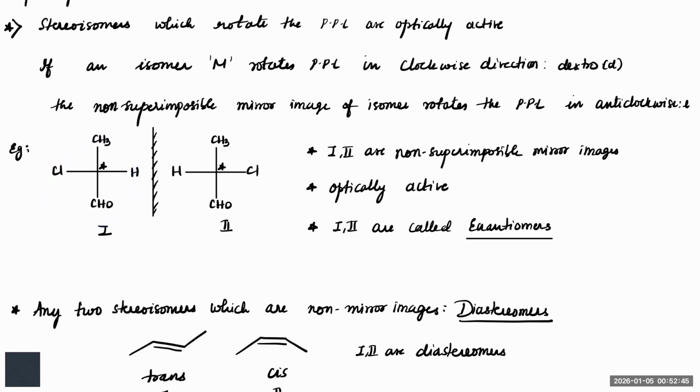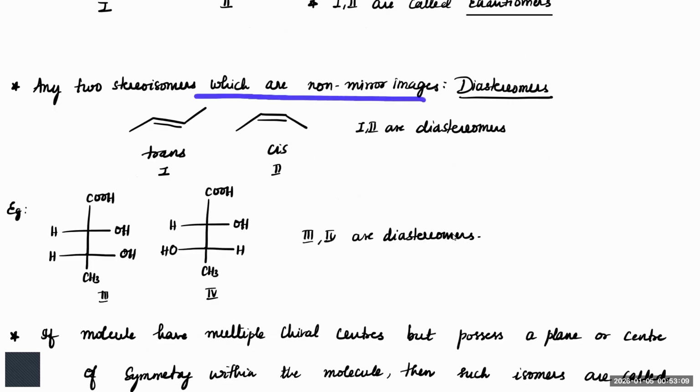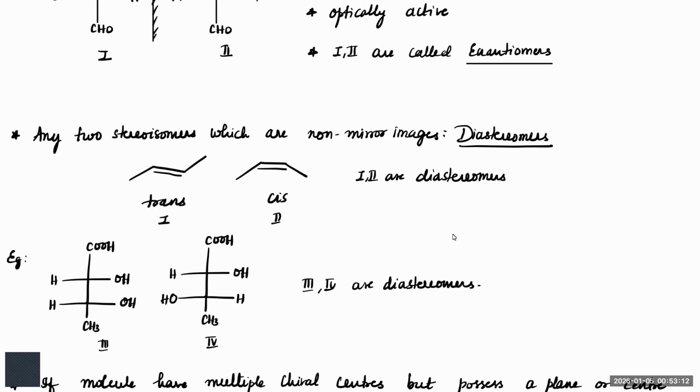If one, for example, makes a dextro rotation of an angle theta, its mirror image will make a rotation of minus theta. And these 1 and 2 are called enantiomers of each other. Any two stereoisomers which are not mirror images are diastereomers. Cis and trans are diastereomers of each other.